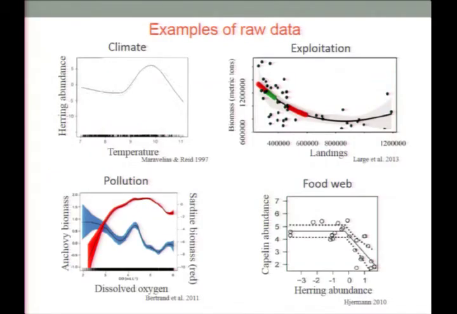And here are just some examples of what the data look like. These just show examples of relationships between drivers and stressors within those major groupings, including climate, exploitation, pollution, and food web.